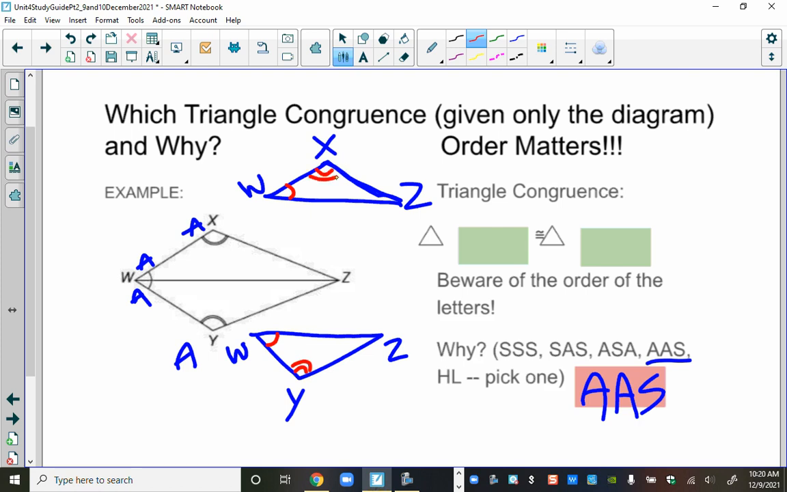Well, what 2 letters do we see in both? What side do we see in both triangles? Who can tell us? What side is seen in both? Careful. What side do we see in both triangles?